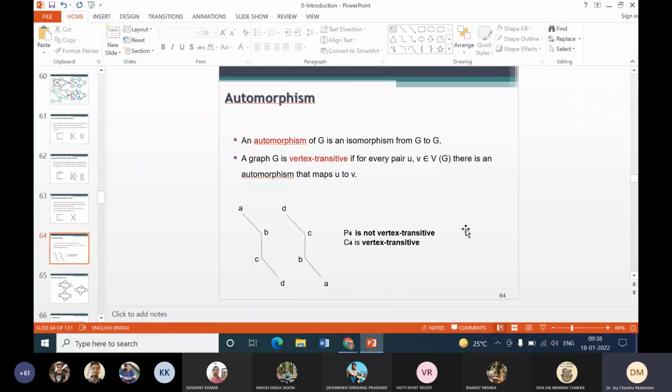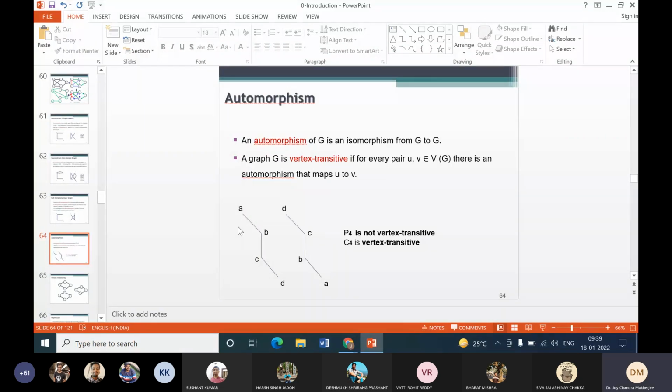Okay, now this is called automorphism. So automorphism is basically isomorphism from G to G itself. जैसे A B C D. Okay, now this graph is isomorphic to the graph G itself in the terms DCBA. So A B C D and this is DCBA. So now A is isomorphic to D, B is isomorphic to C, here C is isomorphic to B, D is isomorphic to A. So this is called an automorphism.